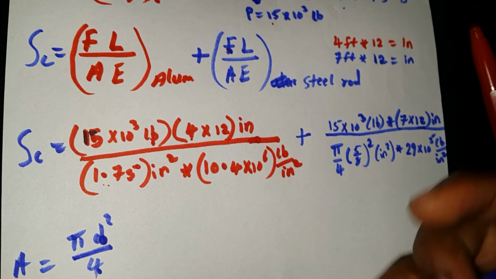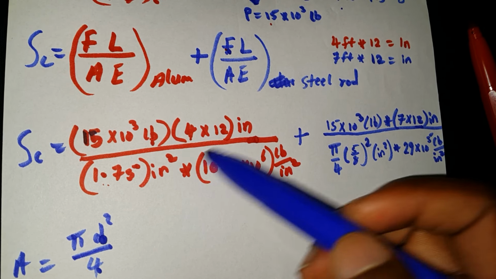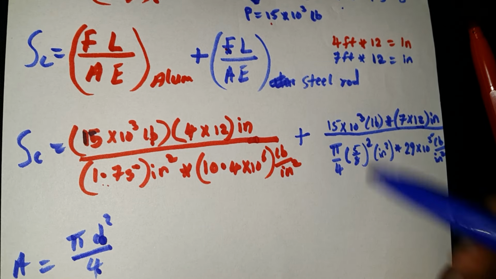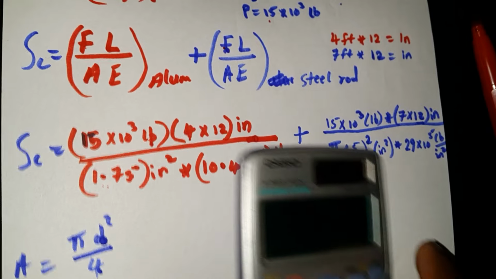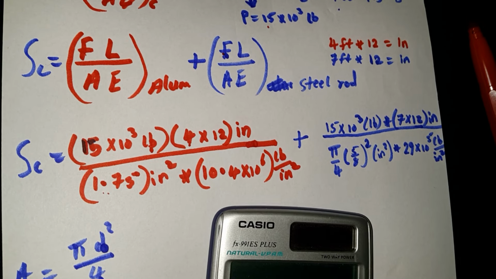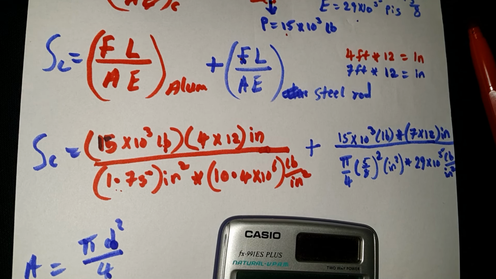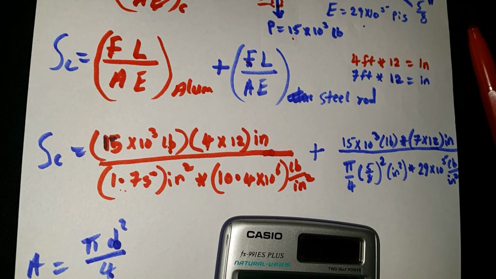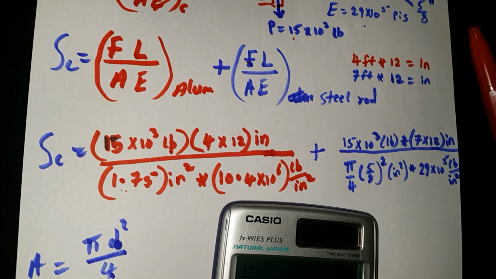So what do we do now? We have to calculate everything. Calculate this, plus calculate this. Let me try to run faster. 15 times, it's going to take a long time, but let me try to do it faster. To the 3, 15 times 10 to the 3.